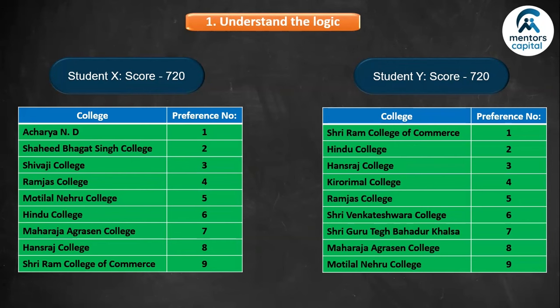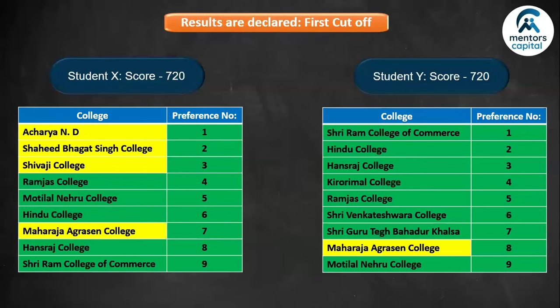Okay, now let's say the first cutoff is out, and on the basis of the cutoff, these are the colleges that at a score of 720, a student can clear, right? So if you look at student X at 720, he would get Acharya College, and he would clear Shahid Bhagat Singh College as well, Shivaji College, Maharaja Agrasen. Student Y would have also cleared all these colleges if they were in his list, but as we can see, they're not in the top 9. Maybe if he had put Acharya at his 35th, he could have cleared that also. But as per the list, Maharaja Agrasen is at his 8th preference, right?